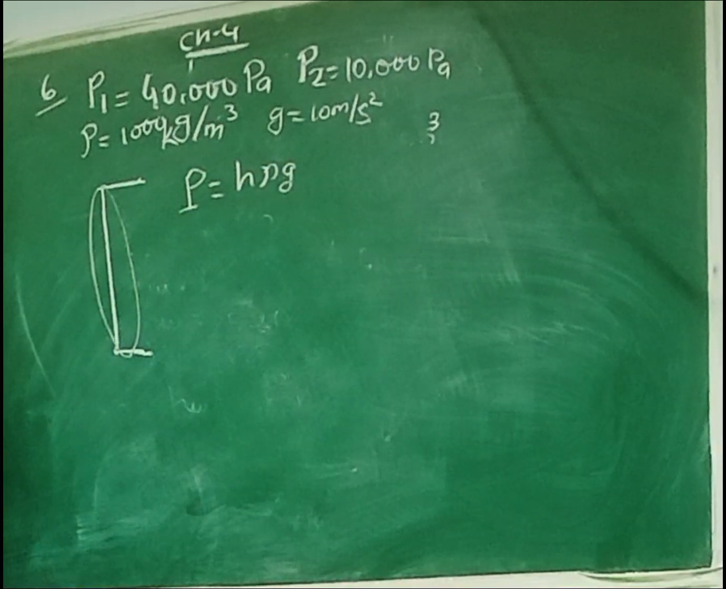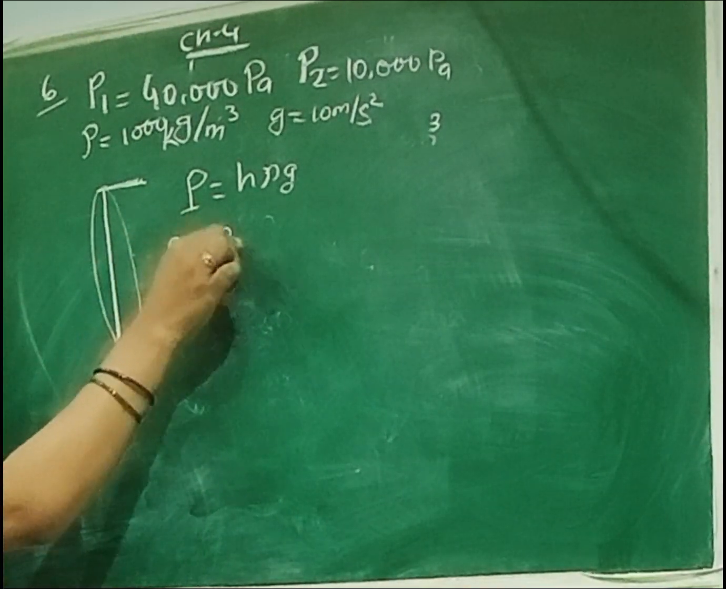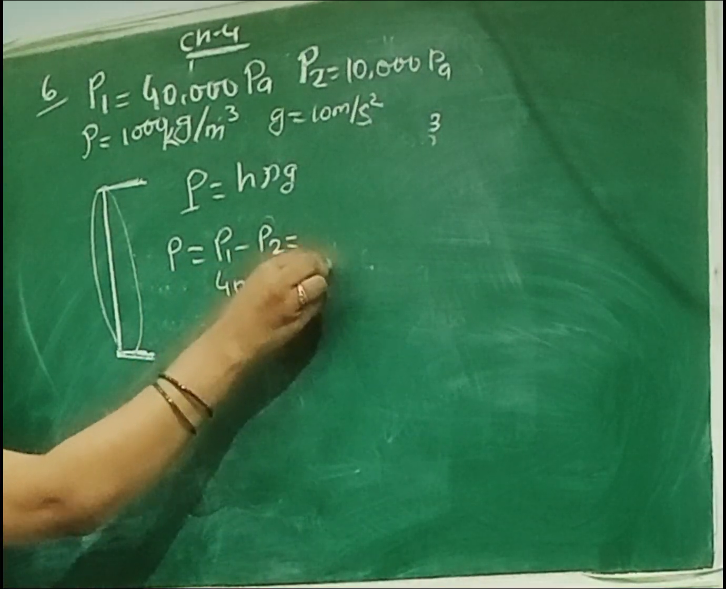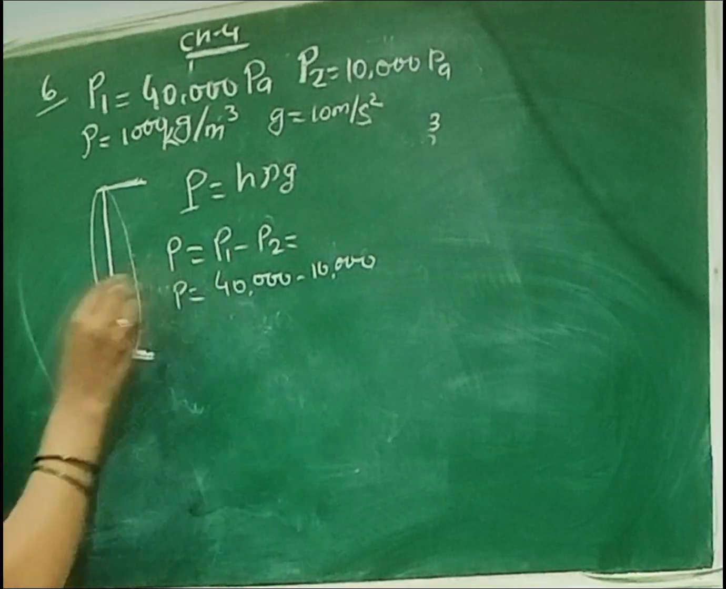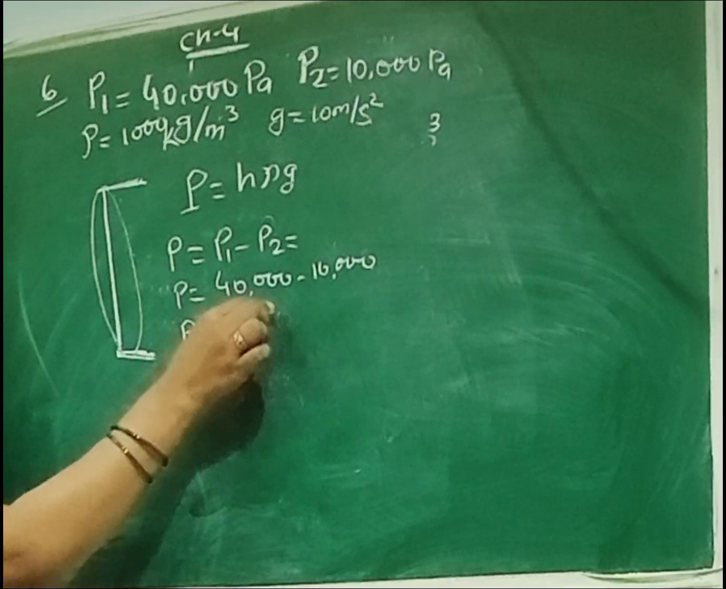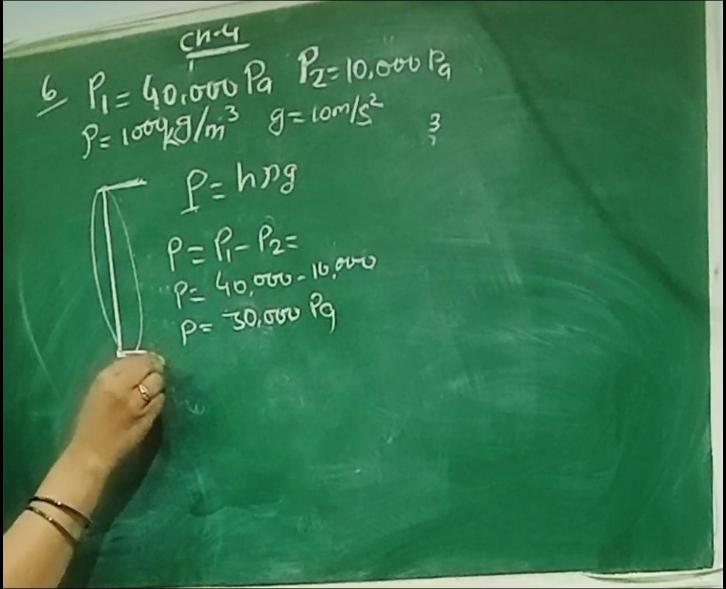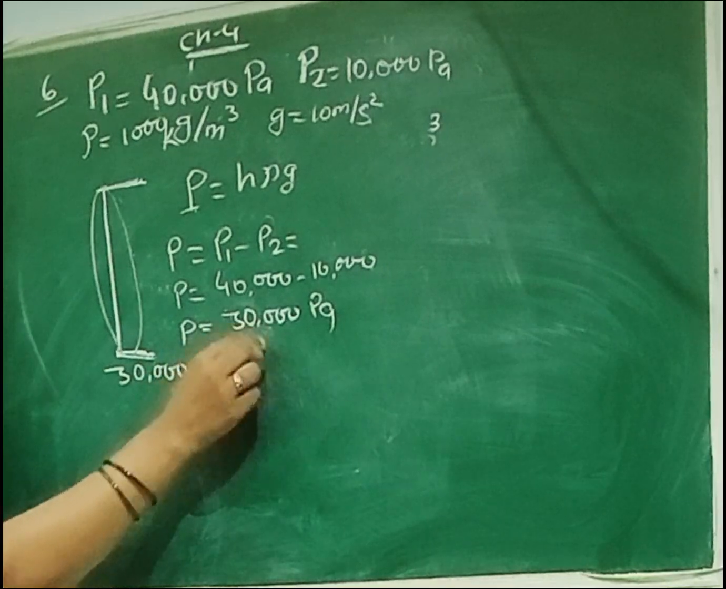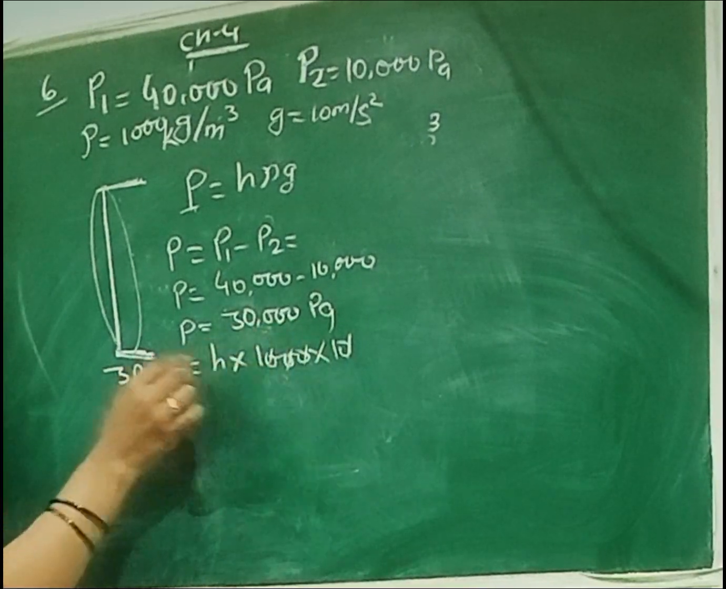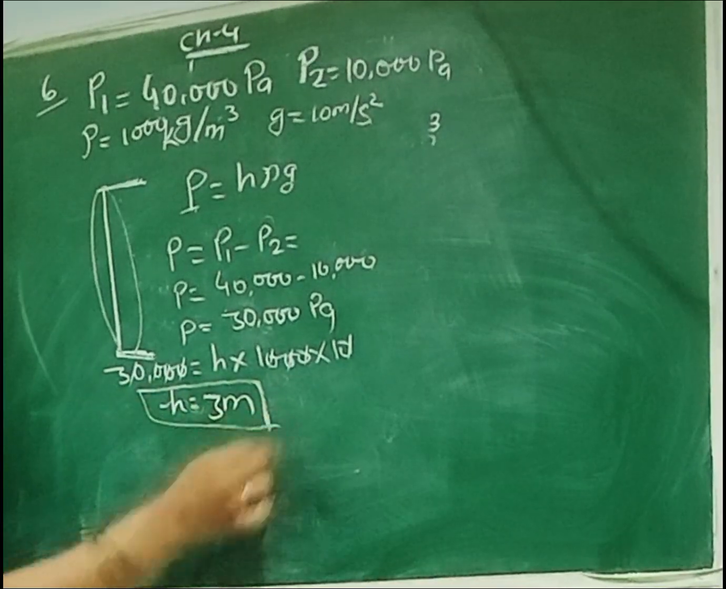But how can you find out the pressure? If the pressure here and here is given, if you subtract these two, P is equal to P1 minus P2. So 40,000 minus 10,000. This is the pressure in the between section in height. So P is equal to 30,000 Pascal. Now you will put this value here. So P is equal to 30,000. Height we need to find out. Density is 1000 and gravitational acceleration is 10. h is equal to 3 meter. This is the height of the building.